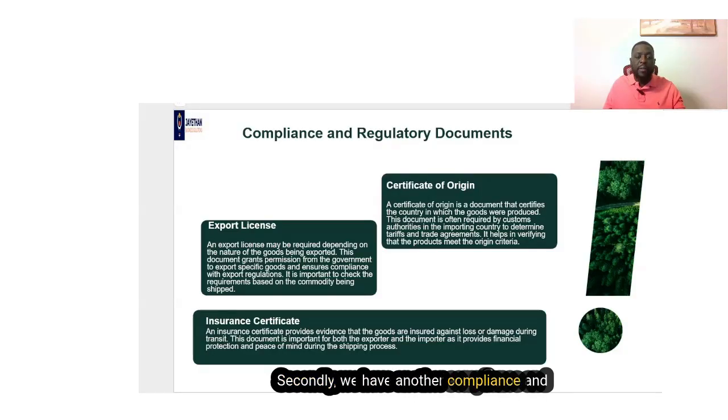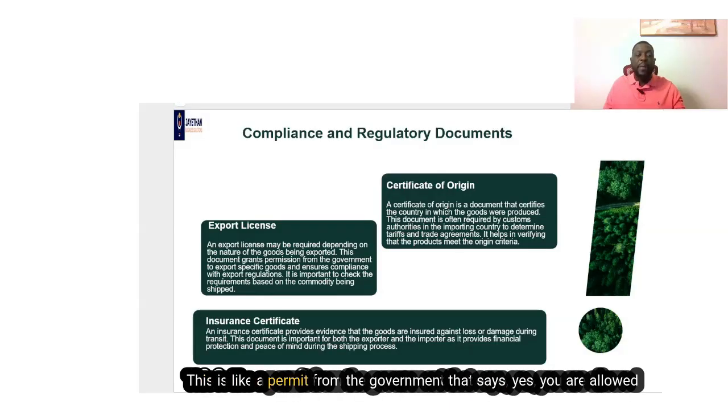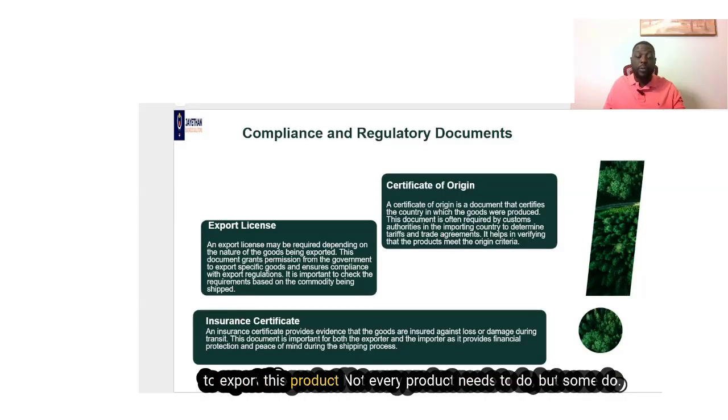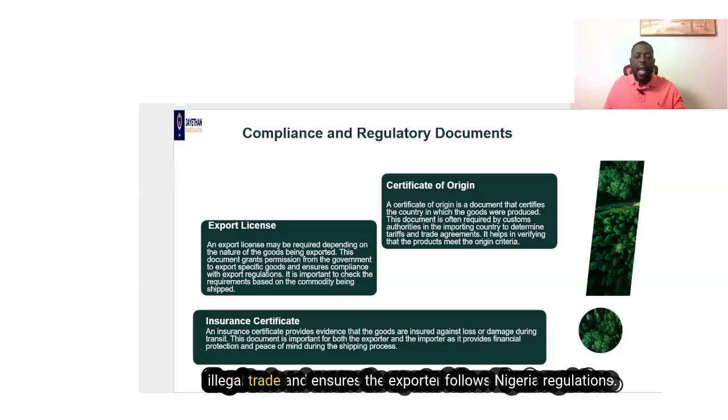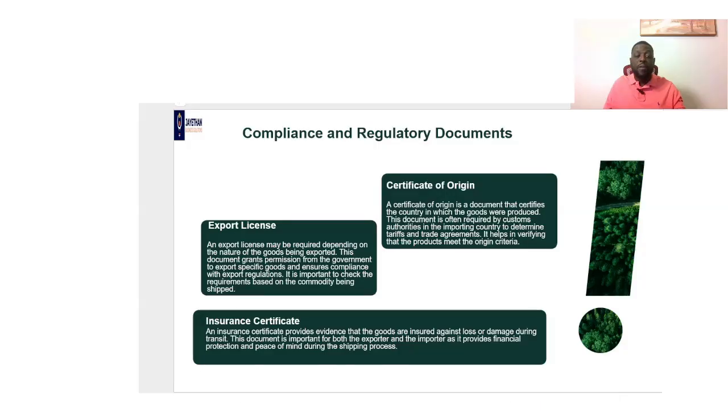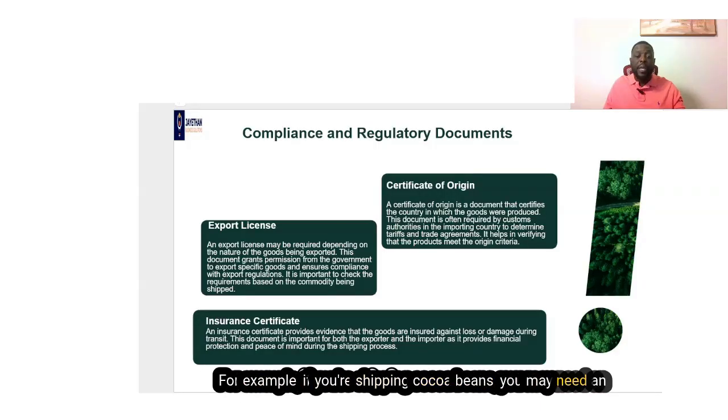Secondly, we have another compliance and regulatory document called the export license. This is like a permit from the government that says, yes, you are allowed to export this product. Not every product needs one, but some do, for example, certain agricultural or oil-related products. It helps prevent illegal trade and ensures the exporter follows Nigerian regulations. For example, if you're shipping cocoa beans, you may need an export license approved by the Nigerian Export Promotion Council.